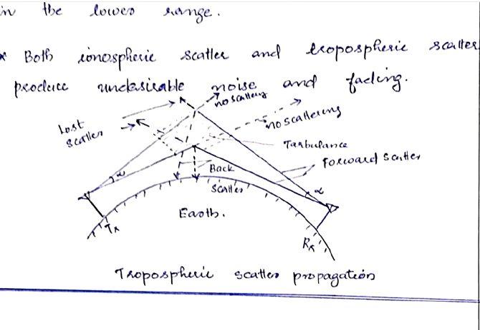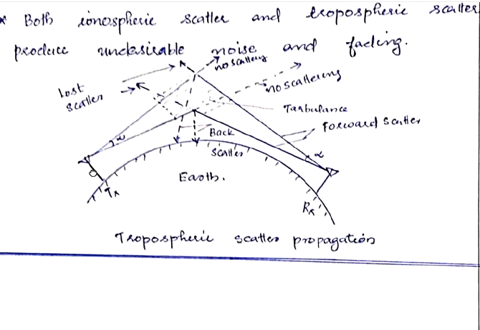This is another figure showing tropospheric scatter propagation. So this is a transmitting antenna. Here we use high power, high gain directive antennas for transmitting electromagnetic signals to the troposphere, and this region is called the scattered region. Some rays are reflected back to the Earth's surface and some rays reach the receiver, and these rays are called forward scatter. Some are not scattered and go outward. This is no scattering, and this is some loss of signal. This is the figure for tropospheric scatter propagation.